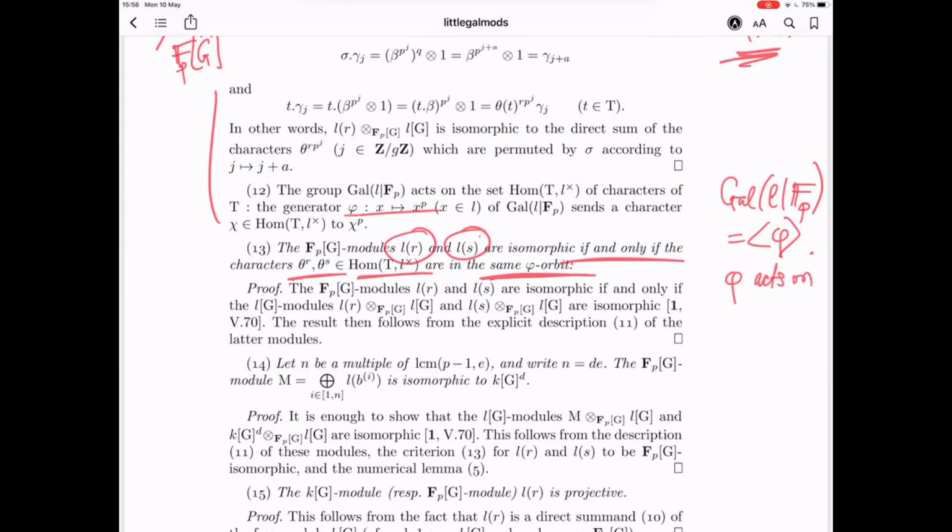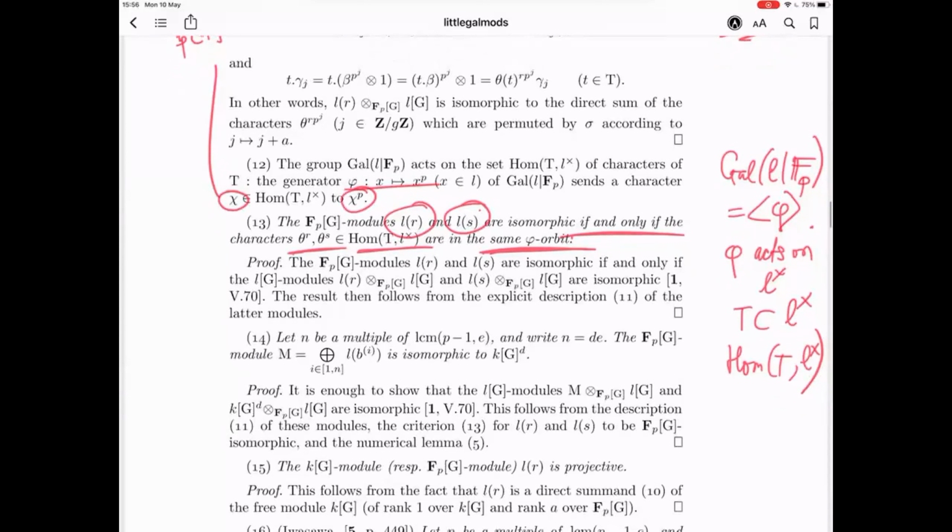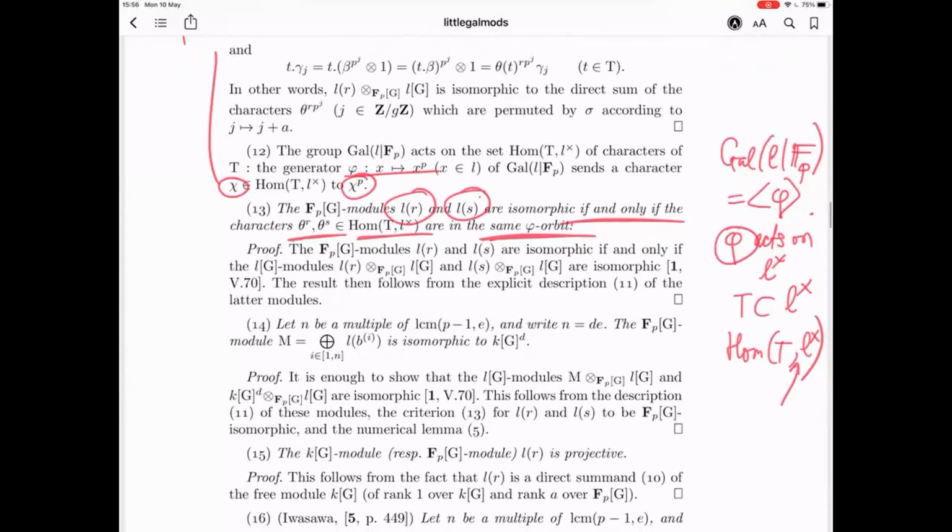Phi acts on L, of course. It acts on L star. It acts on T, which is a subgroup of L star, and therefore it acts on the characters of T. So what does it send the character chi to? It sends the character chi to the power P. Well, I don't need the action on T really. It's just phi is acting on this only through this, not through this T business.